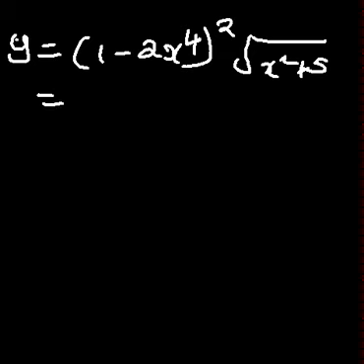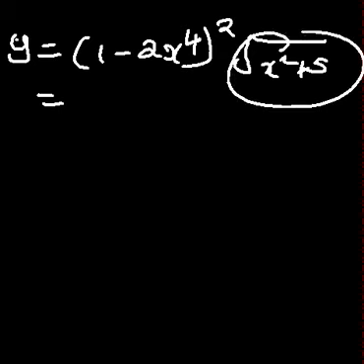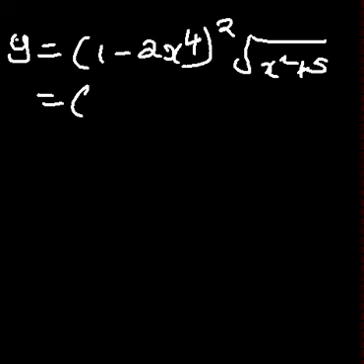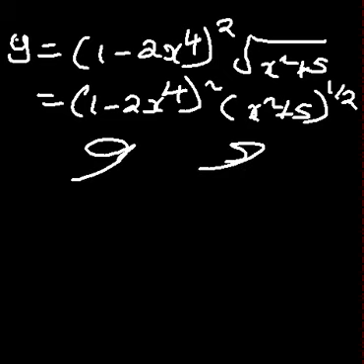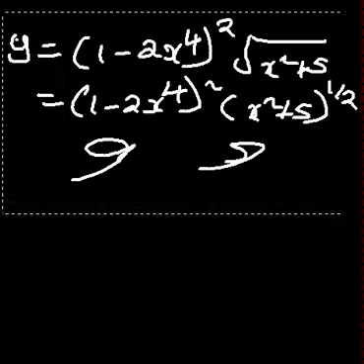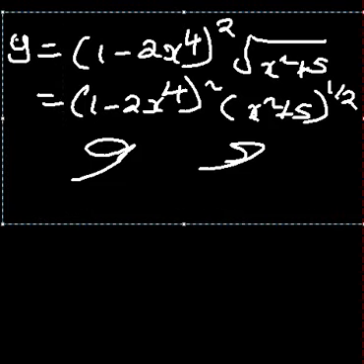Now before we do anything, you just have to rewrite the expression. In this case we're going to have that according to the laws of indices. That will be given as 1 minus 2x to the power 4, to the power 2, times x squared plus 5 to the power half. Now using the product rule we'll be able to have the derivative of that function. Try to have that one at your own time.